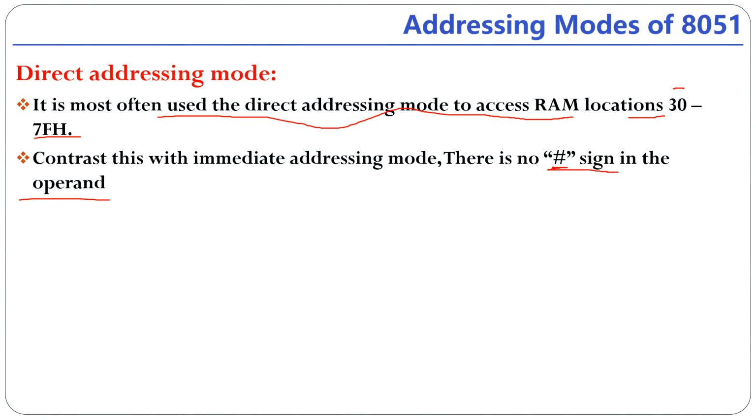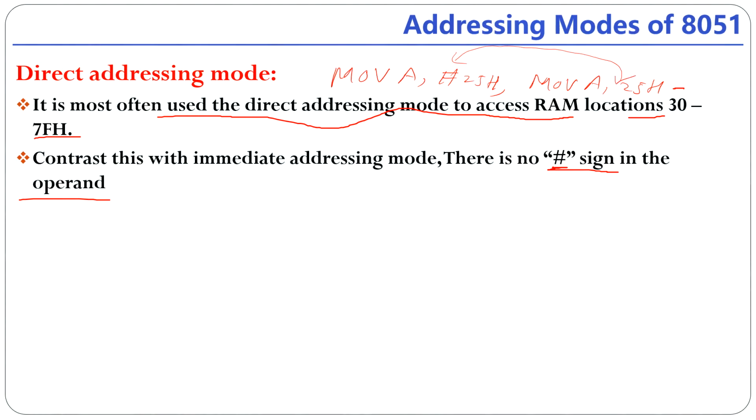We can take an example here. Suppose we take MOV A, #25H. In this way, MOV A, 25H. The only difference is this sign.